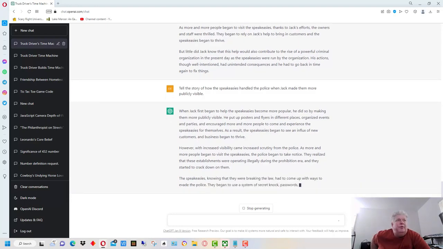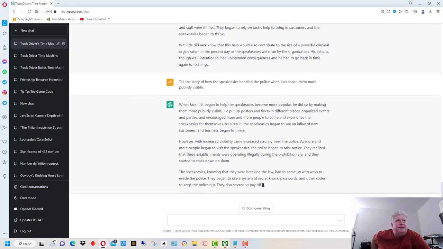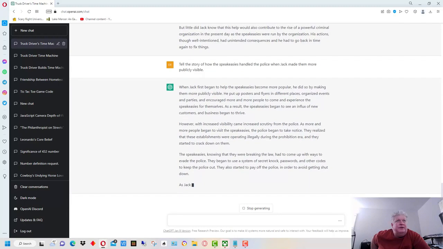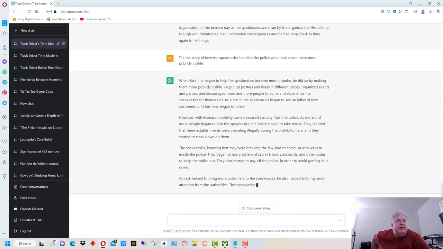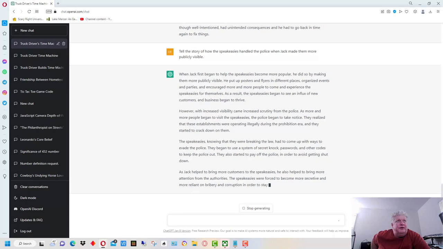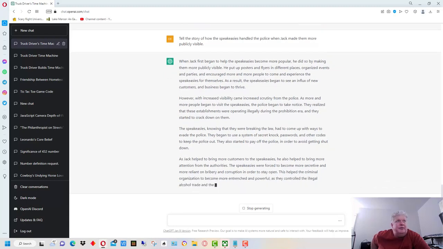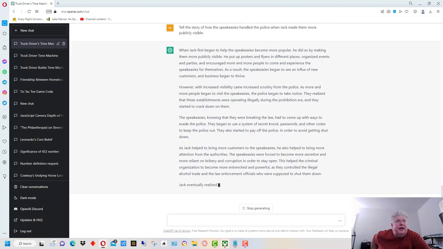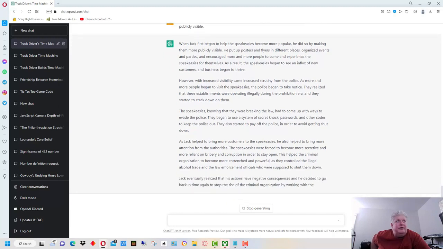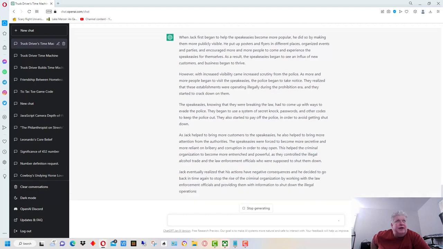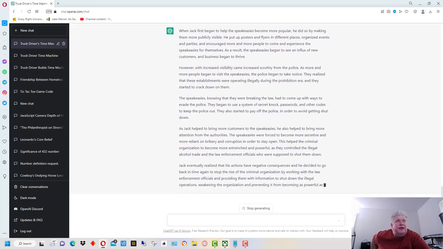As more and more people began to visit speakeasies, the police began to take notice. They realized that the establishments were operating illegally during the Prohibition era, and they started to crack down on them. The speakeasies, knowing that they were breaking the law, had to come up with ways to evade the police. They began to use a system of secret knocks, passwords, and other codes to keep police out. They also started to pay off the police in order to avoid getting shut down.